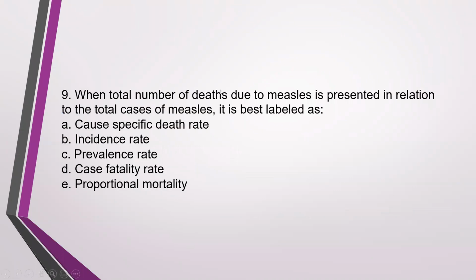When the total number of deaths due to measles is presented in relation to the total cases of measles, it is best labeled as what? D. Yes. When the total number of deaths due to measles is presented in relation to the total cases of measles, it would be case fatality rate.